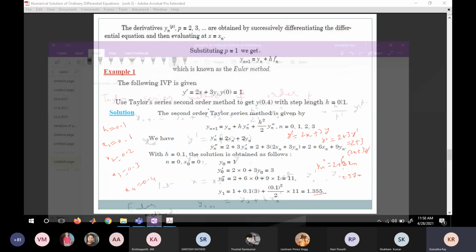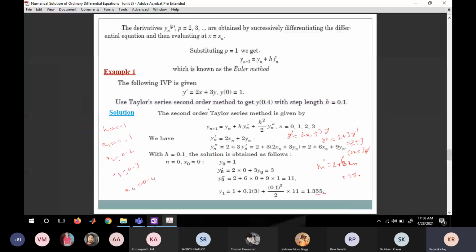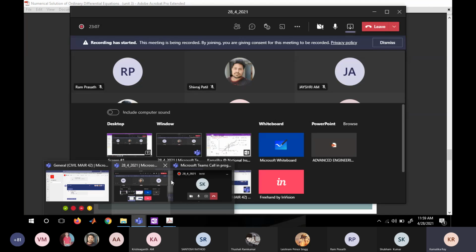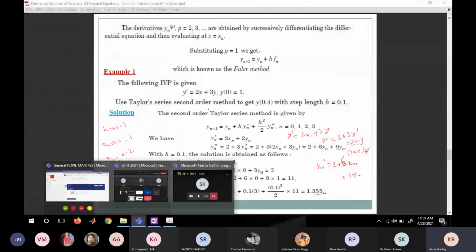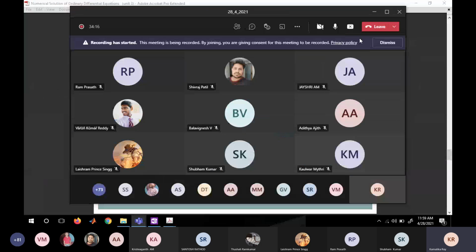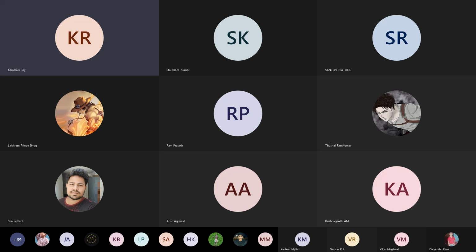Are you able to understand in this PPT, or shall I write everything on the board? If you are not communicating anything, I will just assume that you are understanding everything. Still I request you that if you have any difficulty in understanding, you can contact me personally over WhatsApp, or communicate in the class, or through Teams. I will help you.